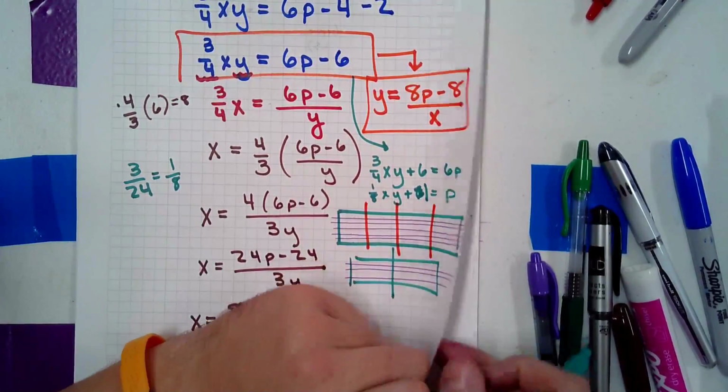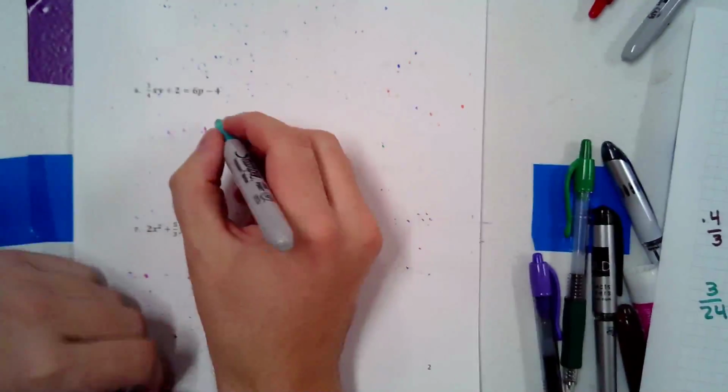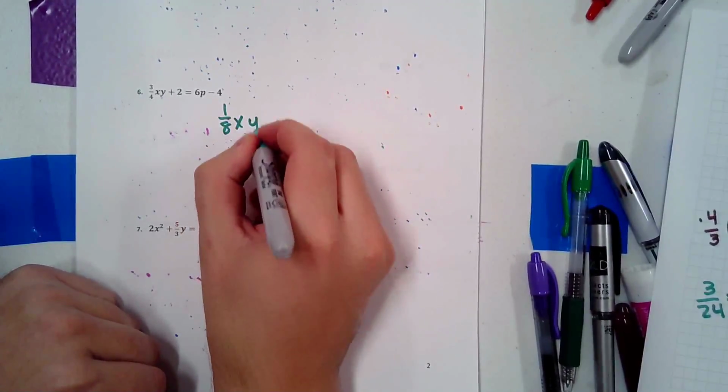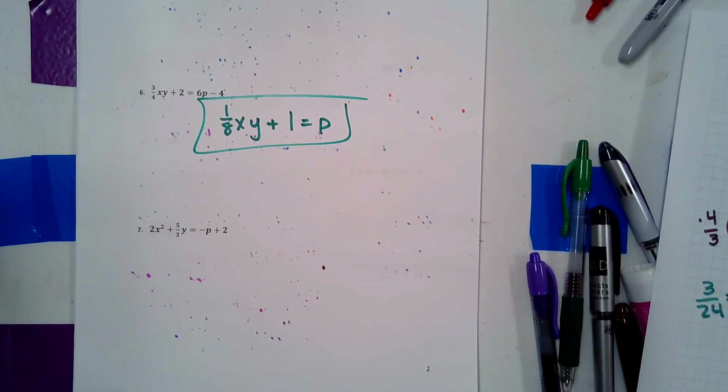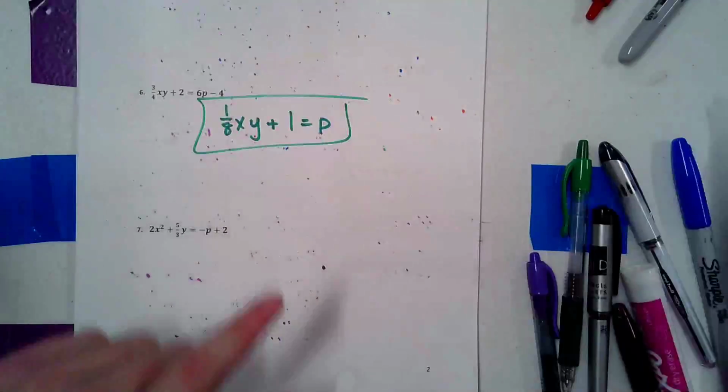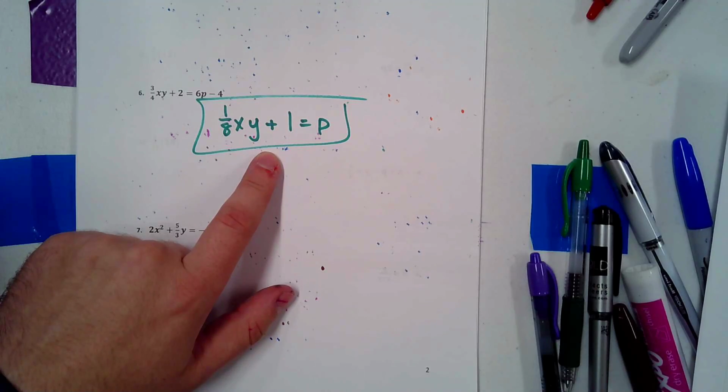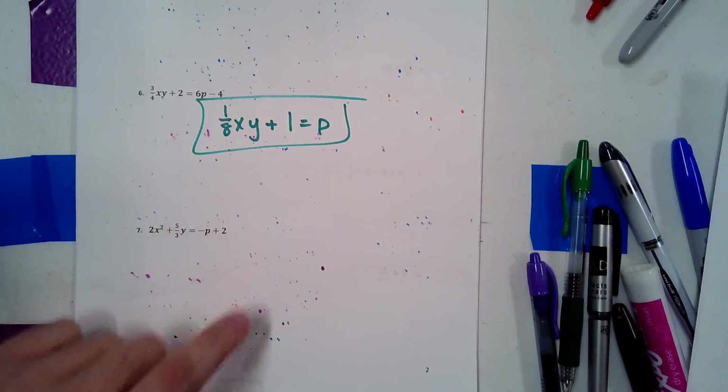So here's where we are. An eighth xy plus 1 equals p, and that's what p is. Okay? How you feel? Okay? Iffy? Iffy because your answer doesn't look like mine and you're not sure if it's the same thing? What else did you have?